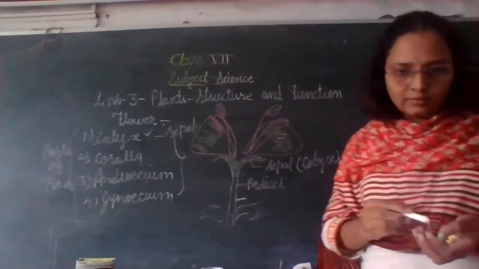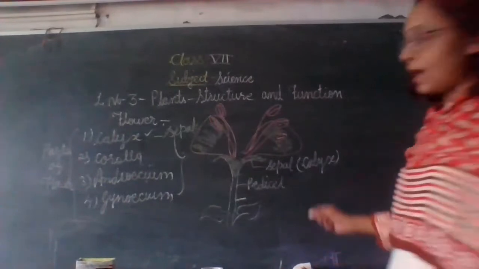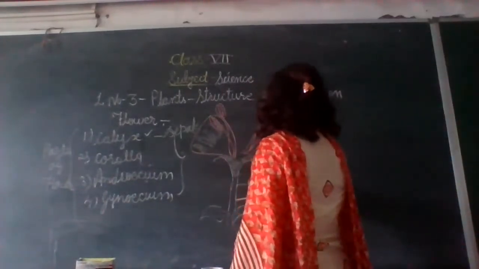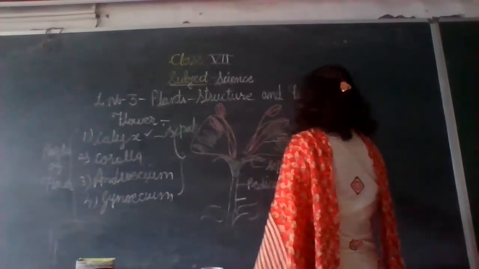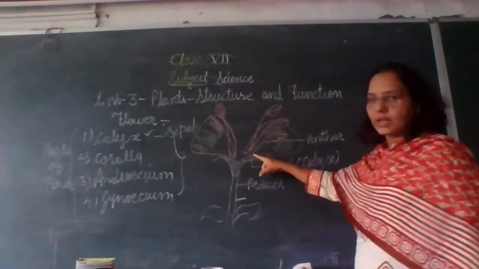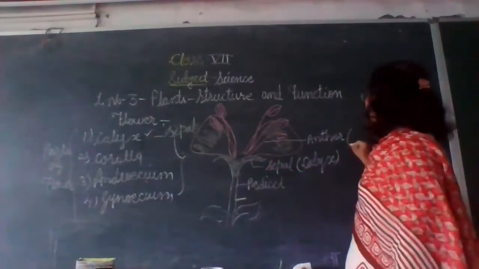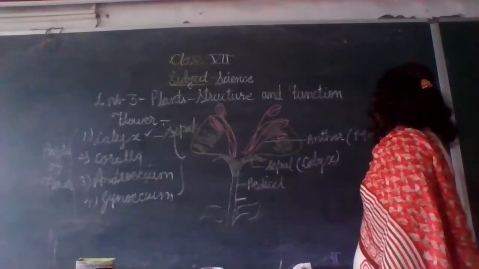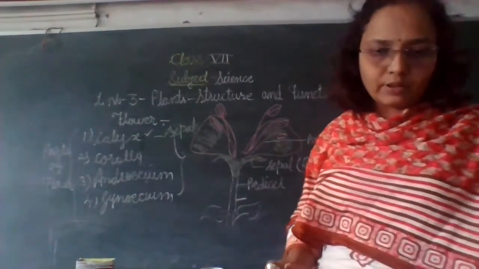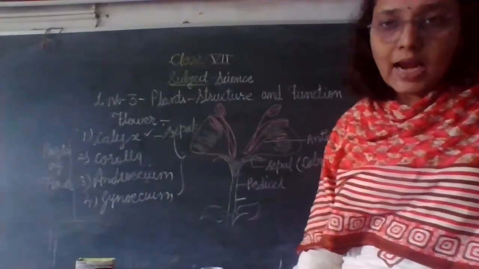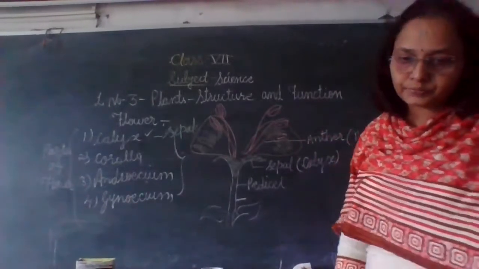Okay, this is what we call the anther, and its long stick, that is the long filament. The anther represents the male reproductive organ. It is the male reproductive organ of the flower. So that is the androecium, or we can say it is the anther.